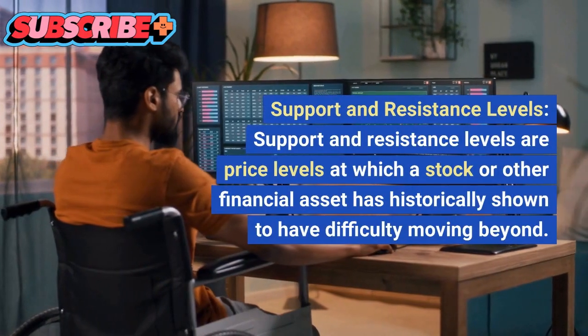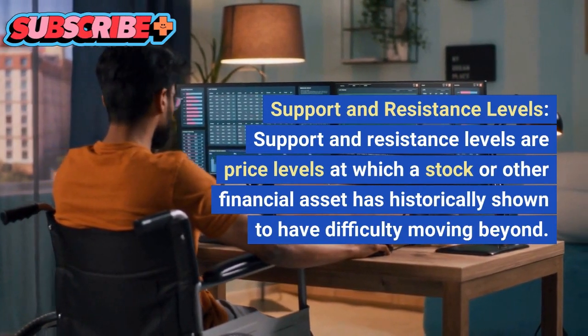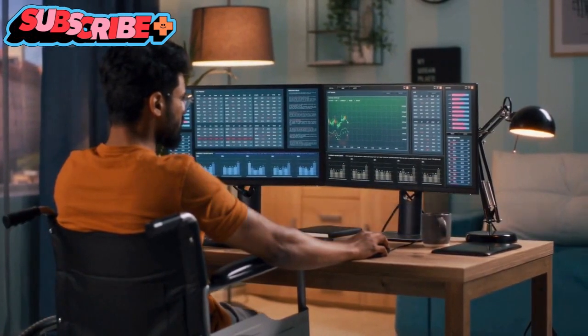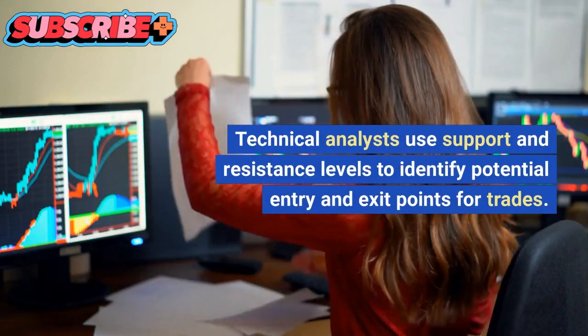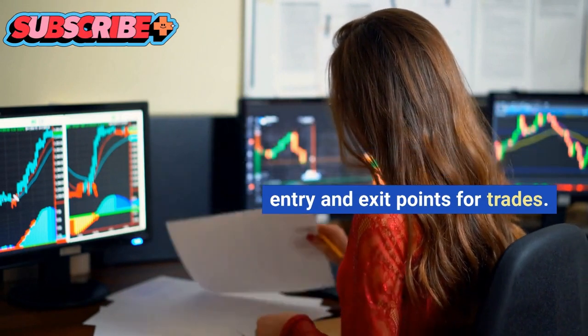Support and resistance levels. Support and resistance levels are price levels at which a stock or other financial asset has historically shown to have difficulty moving beyond. Technical analysts use support and resistance levels to identify potential entry and exit points for trades.